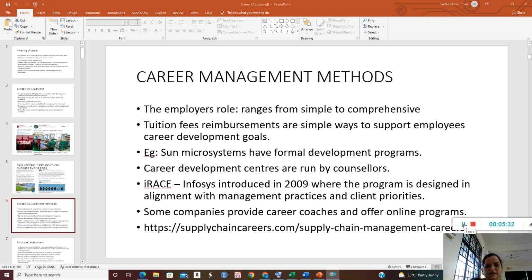Career development centers that are run by counselors. Then there is IRACE, which belongs to Infosys, where they have run these programs right from 2009. They design the management practices and client priorities. Some companies provide career coaches and offer online programs, right? Now, based on these, what does the article provide you?